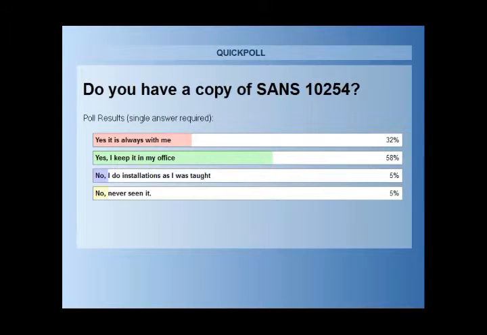Okay. There we have, well, I can't see the percentages, but most of you selected two. Yes, I keep it in my office. Yeah, so between the top and the bottom, that was the most. 32% for it's always with me. I keep it in my office, 58%. And then the two low ones is no.